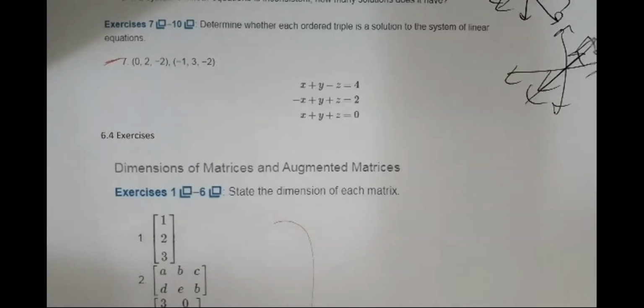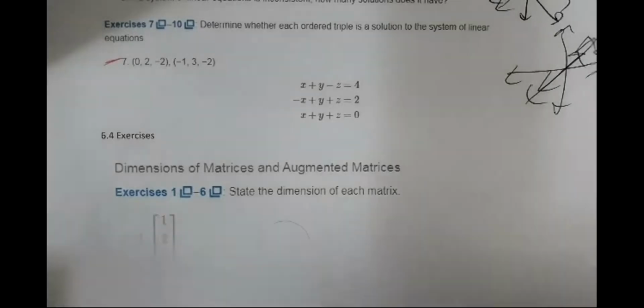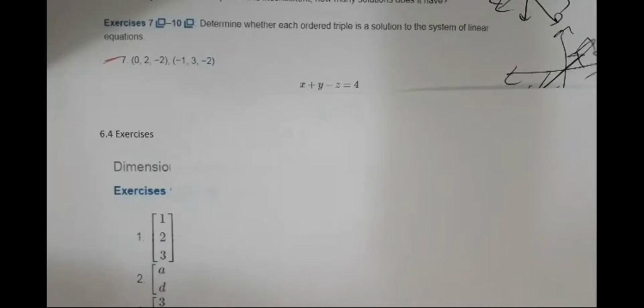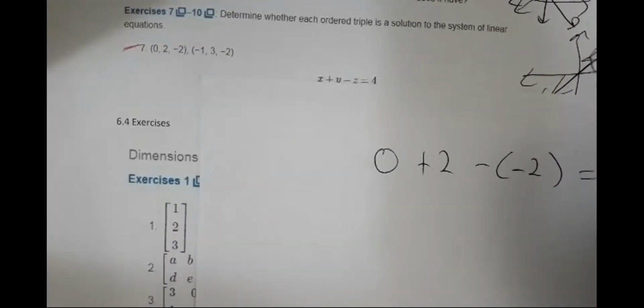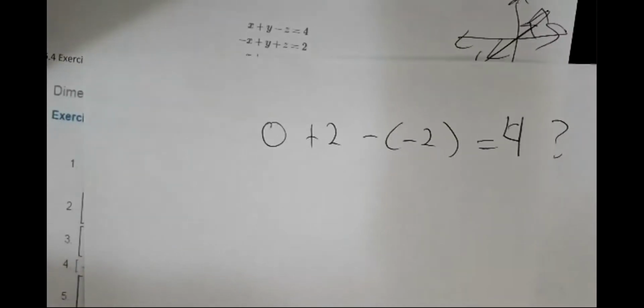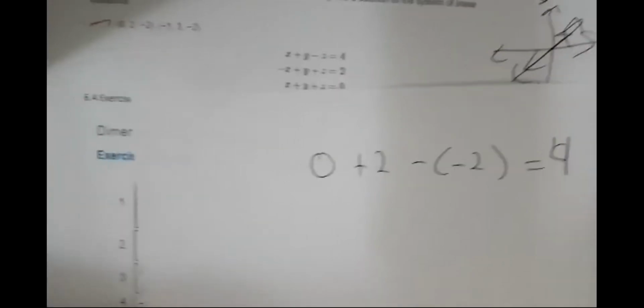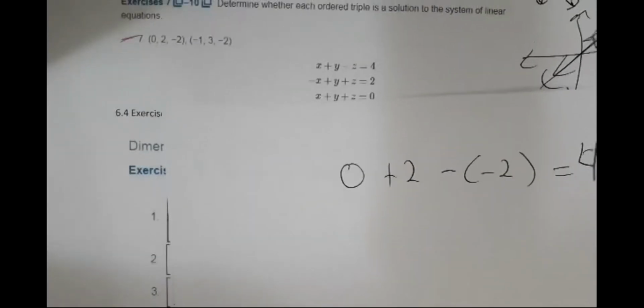Number 7, they're giving us 2 points. So how do you know if something is a solution? You plug it into the equation. Okay. So if we plug the first one into the equation, we're doing what? 0 plus 2 minus a minus 2, then equal to 4. Mm-hmm. That one works. Is that a solution to the system of equations? I know I'm probably being annoying with my questions.